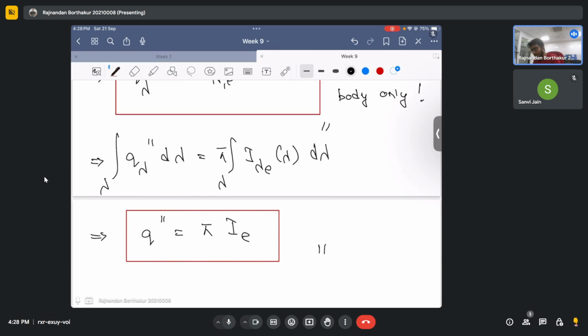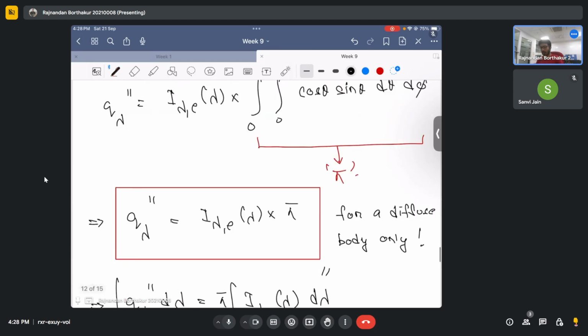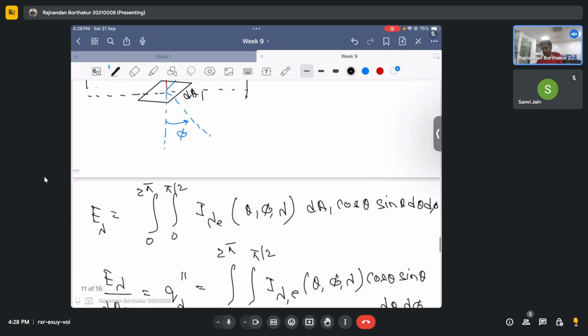All right. So this is the theory behind the intensity of radiation, the very definition of intensity of radiation, what spectral properties are, and what we mean by a diffuse body. I'll stop here for some time. If you have any doubts, you can ask me.